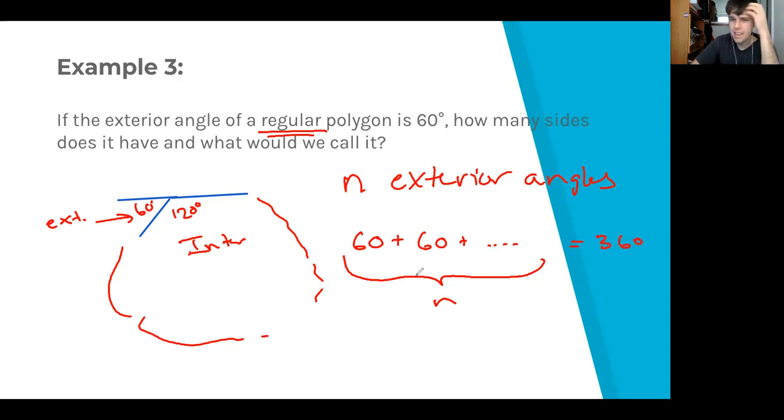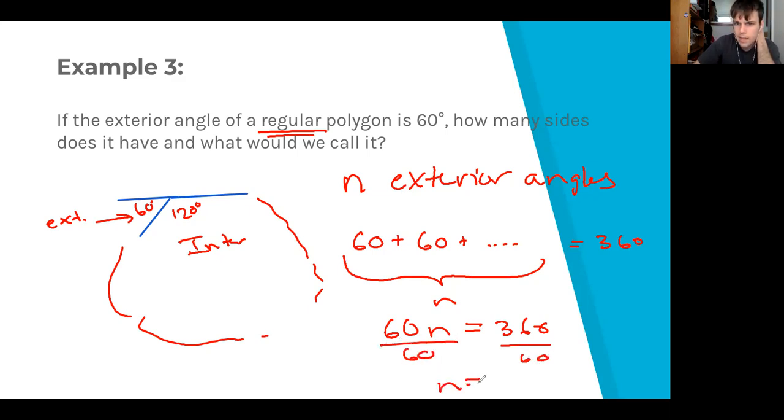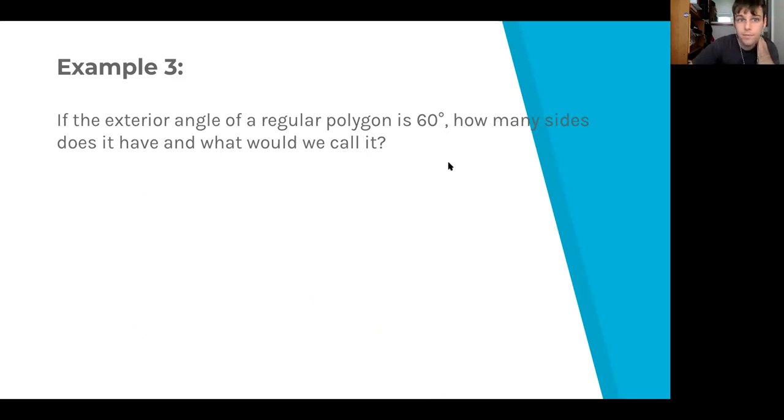Well, I can represent this. This is just repeated addition n times. So I can say it's 60n equals 360. I can represent that with just multiplication. If there's n of them, I multiply it by n. That's what that sum would be. And this just becomes a simple formula now. Divide by 60. I figure out that n equals 6. So this is a 6-sided figure, which makes it a hexagon. There we go. Go ahead and clear this.